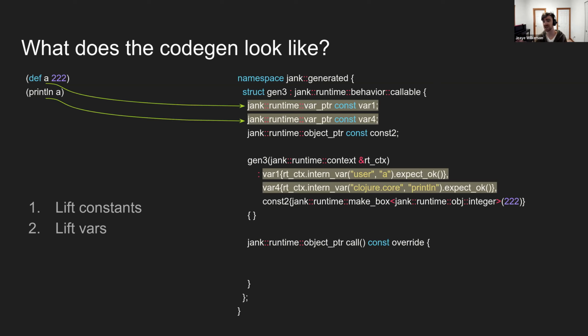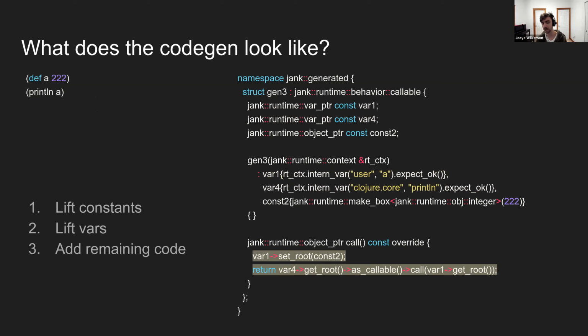And in the case of vars, we just intern them. Which is saying, if it exists, great, give it to me. If it doesn't, create it and then give it back to me. And then finally, add the remaining code, which is in this case, var1. These are the actual generated names that were used. So I'm sorry, they're opaque. But var1, we're setting the root of that, which is the value inside of that container of immutable values, to const2.